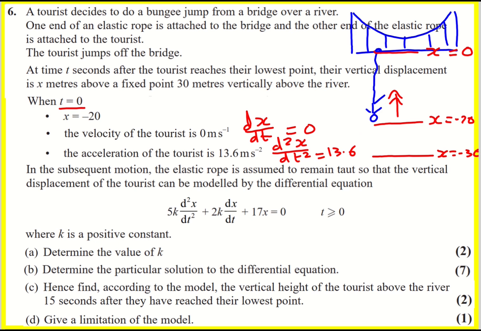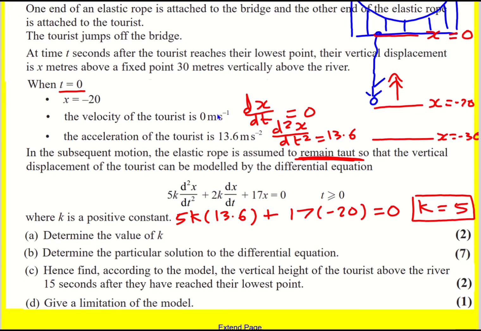And in the subsequent motion, the elastic rope is assumed to remain taut, so that the vertical displacement of the tourist can be modeled by this differential equation, where k is a positive constant, and we're asked to determine its value. So what we can do here is sub in our initial condition. It must be that 5k times 13.6 plus 2k times 0, well, that's just 0, plus 17 times minus 20 is equal to 0. And this ends up giving us k equals 5.